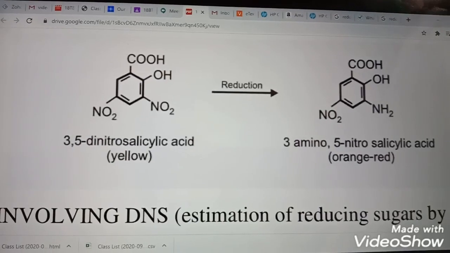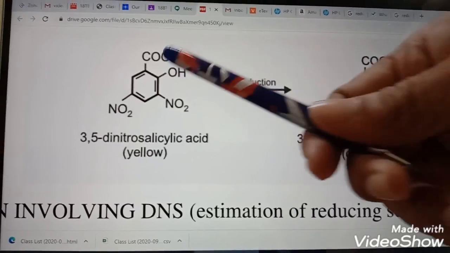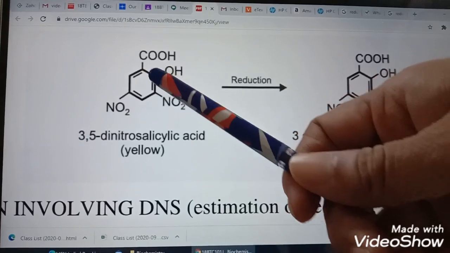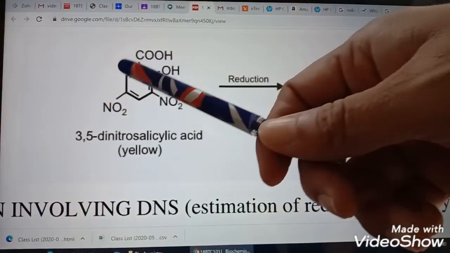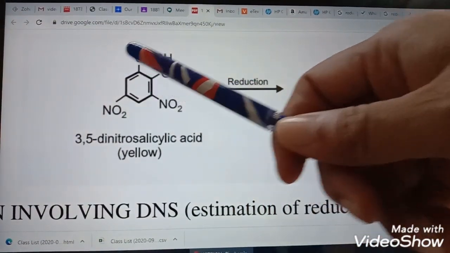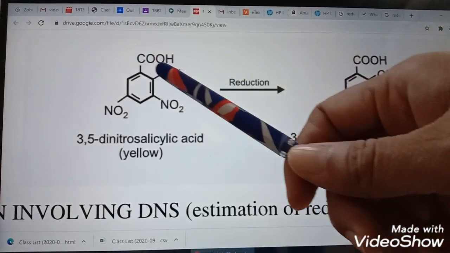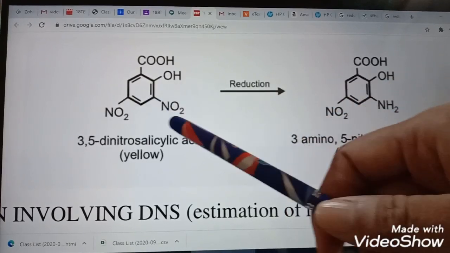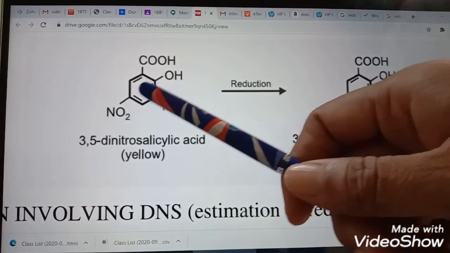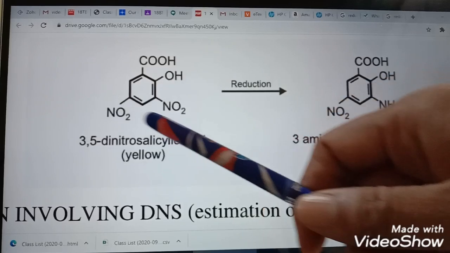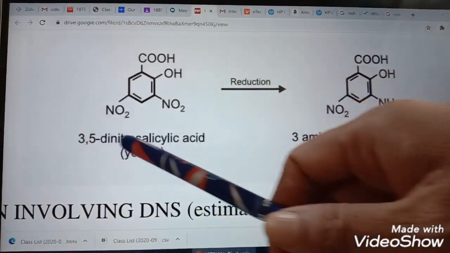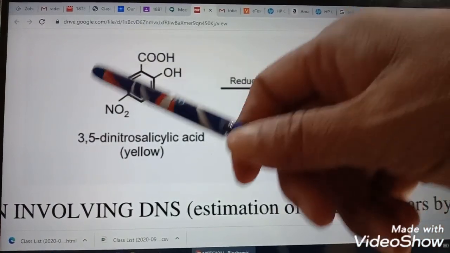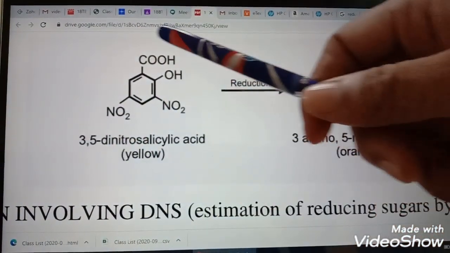Dinitrosalicylic acid is a benzene ring with ortho, meta, para positions, or first carbon, second carbon, third carbon, fourth carbon, fifth carbon, sixth carbon. In this six-carbon ring, the first carbon contains a carboxylic group, the second carbon contains a hydroxyl group, and the third carbon contains a nitro group. So it is the 3 and 5 positions of the carbon in dinitrosalicylic acid. This dinitrosalicylic acid, without adding any sugar or reducing agent, is yellow in color.